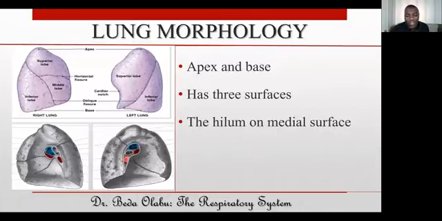Well, there are also some lymph nodes. We call them hilar lymph nodes, and there's some nerves. The nerves which control lungs, basically, they are autonomic nerves.